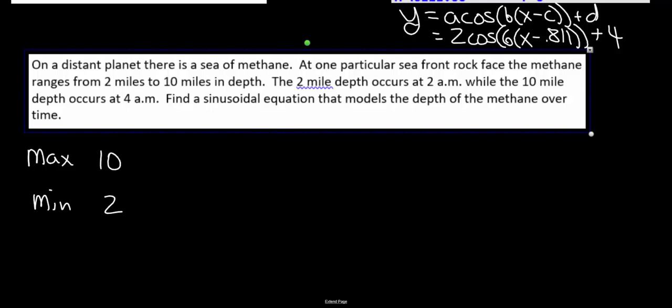Now, the 2 mile depth occurs at 2 a.m. and the 10 mile depth occurs at 4 a.m. So look at this. Not only do we have the minimum depth and the maximum depth, but we also know when those things occur. Now, there's something else we know here. We know the period. And the reason it's important for us to know the period is because that's going to help us define the B component in our model.